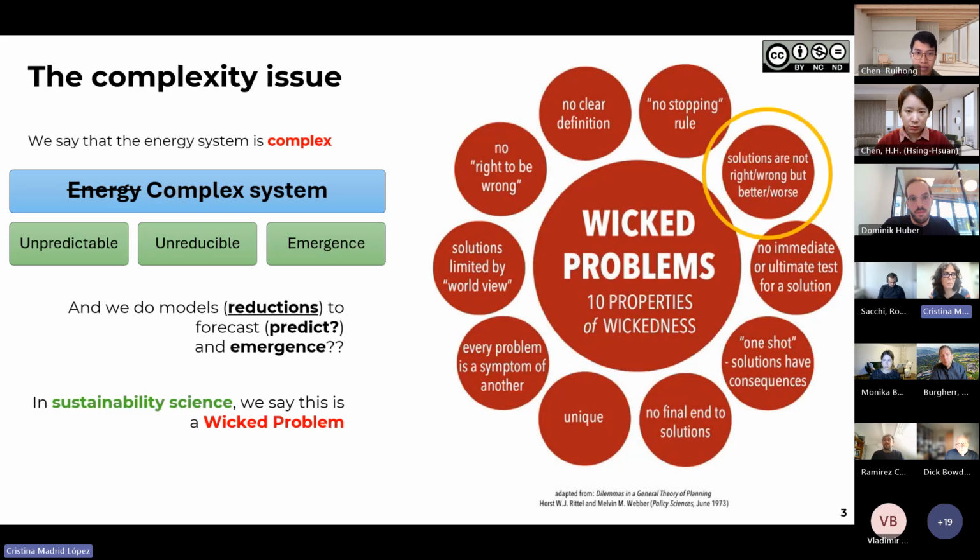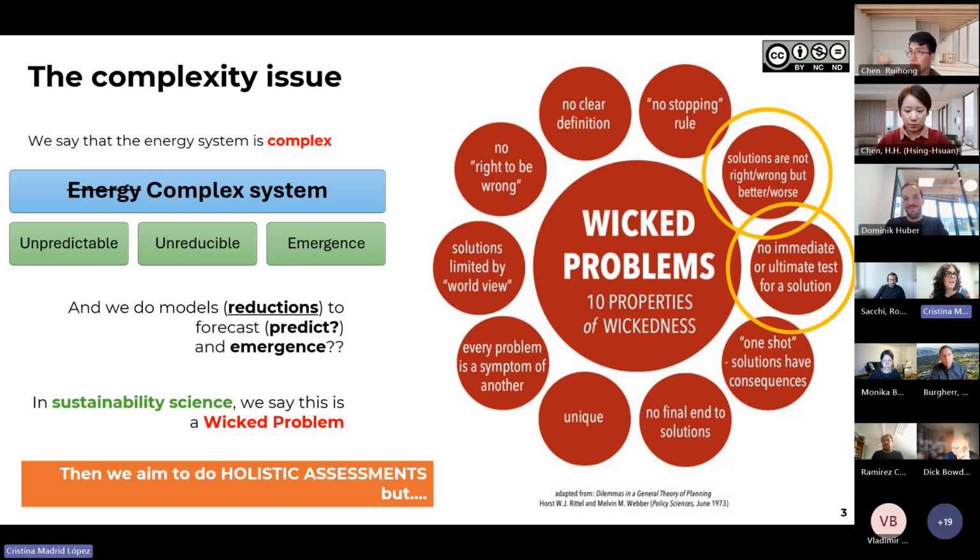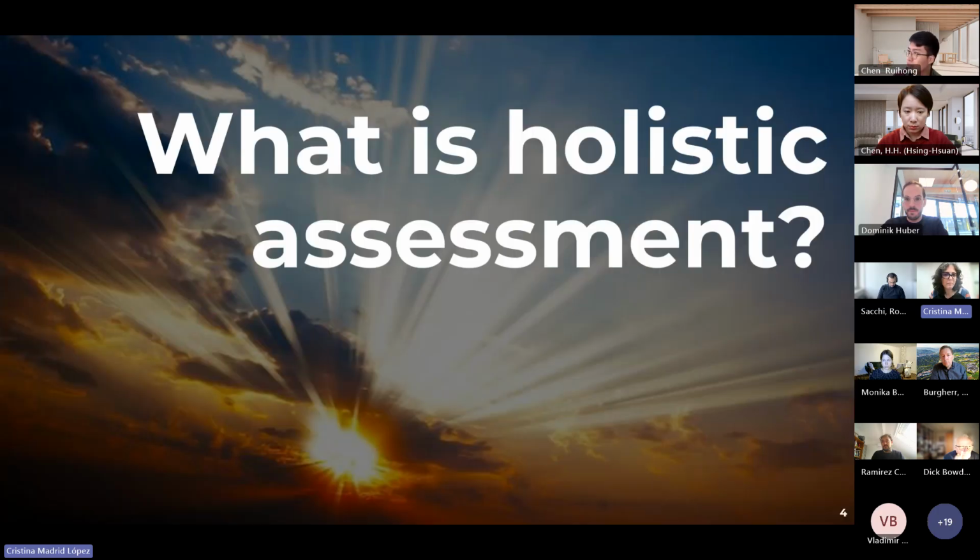but the most important ones, the ones that I actually would like you to focus on, are that solutions are never right or wrong, but they are better than others or worse than others. And there is no immediate or ultimate test for a solution. So whatever we do with our models, we don't know whether they are going to be right very often, no? And in that sense, we have this idea of holistic assessment that in the end comes to deal with these wicked problems.